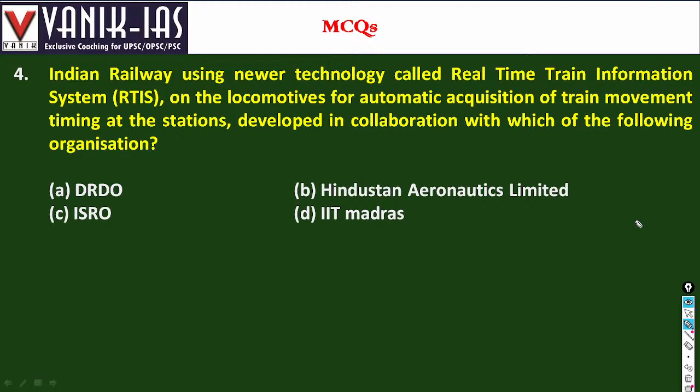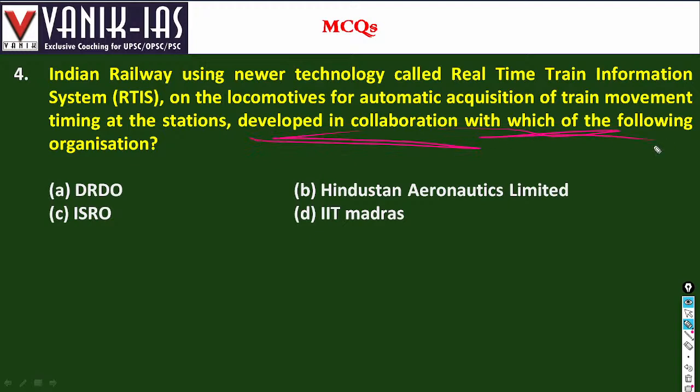Indian Railway is using a technology called the Real-Time Train Information System (RTIS). What is the function of this RTIS system? It is installed on locomotives for automatic acquisition of train movement at the timing of stations. It was developed in collaboration with which of the following organizations?